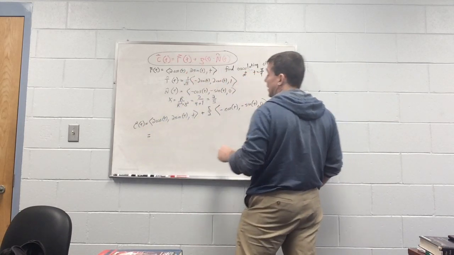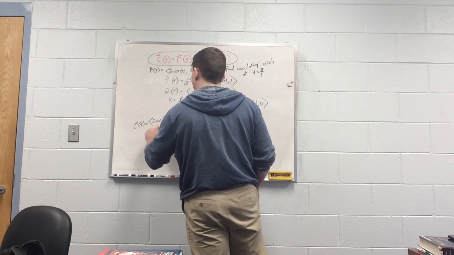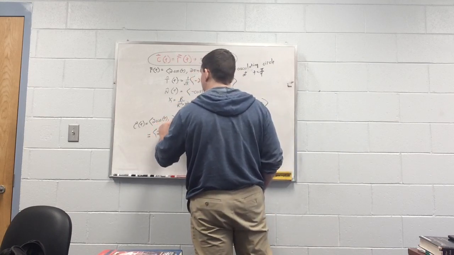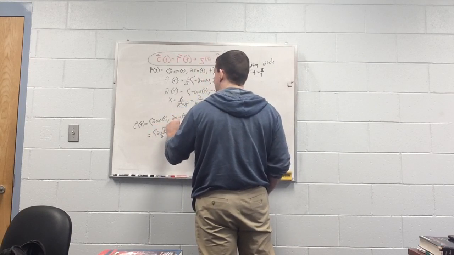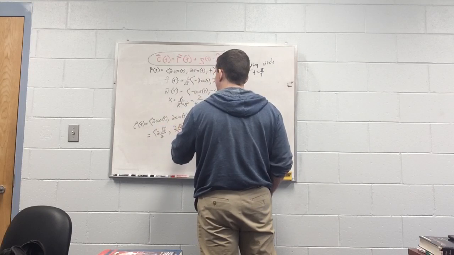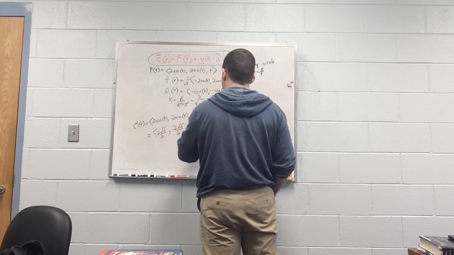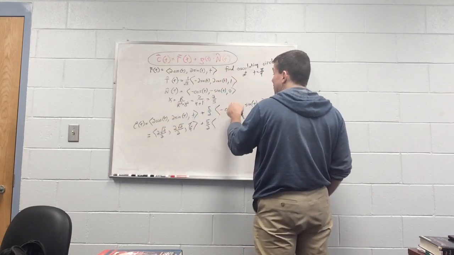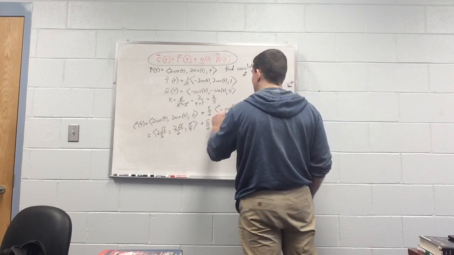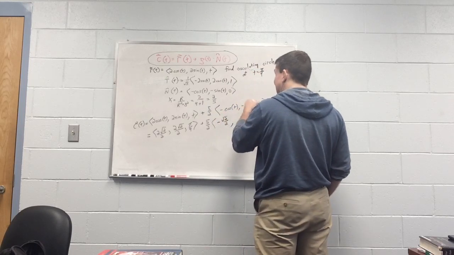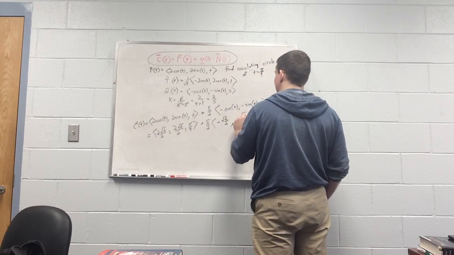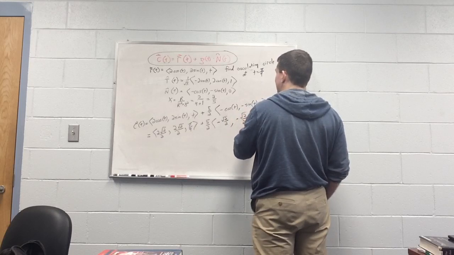I want this at t equal to pi over 4. So it's 2 times cosine of pi over 4, which is root 2 over 2, 2 times sine of pi over 4, which is root 2 over 2, pi over 4, plus 5 halves times negative cosine of pi over 4, which is negative root 2 over 2, negative sine of pi over 4, which is negative root 2 over 2, and that's still 0.